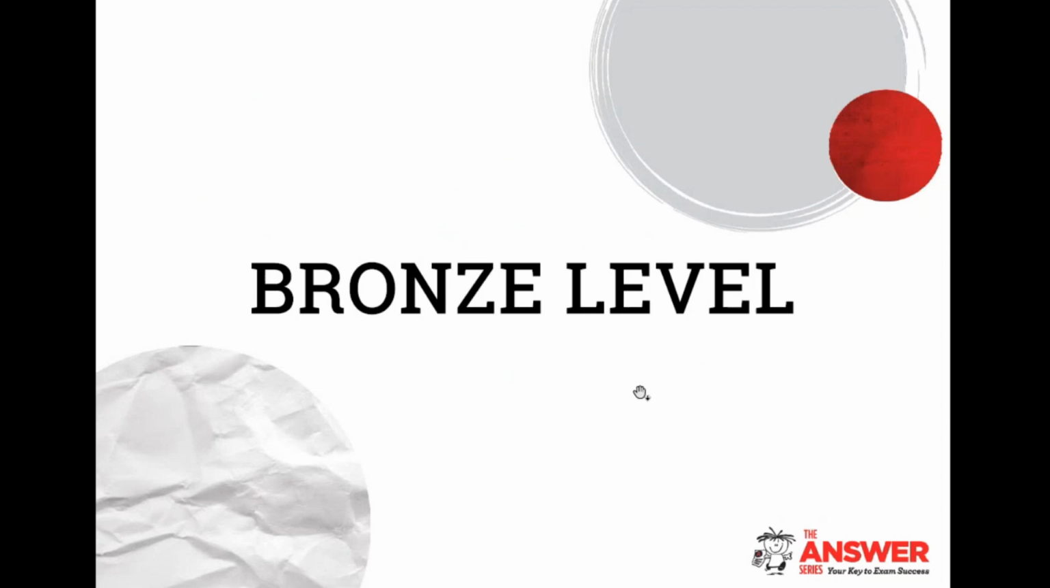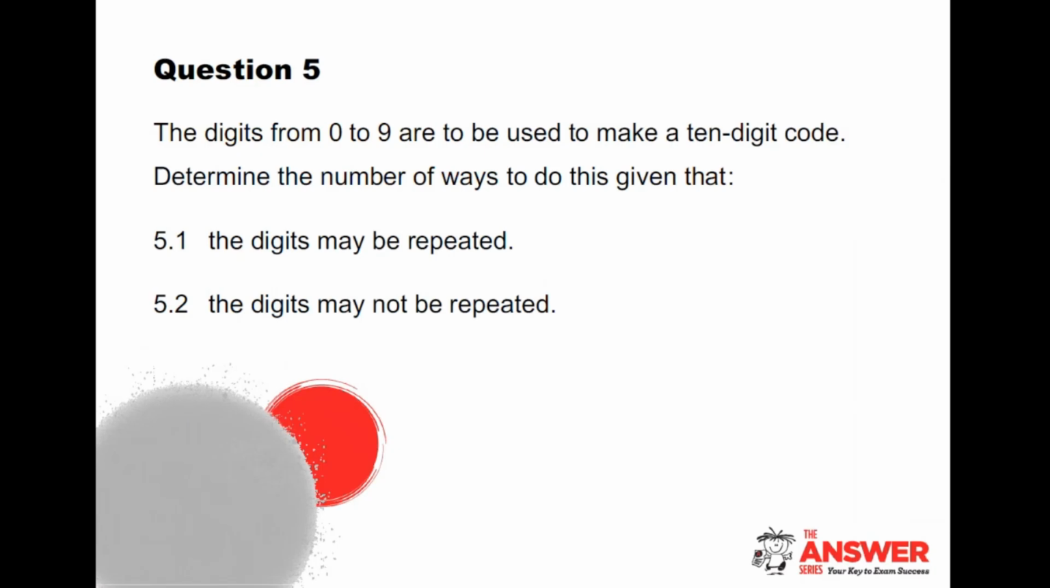We've ranked up. We're on the bronze level. We're now at the second level. We're now ready to start counting principles, but we're still going to go slowly because we're still just learning this game. Question 5. The digits from 0 to 9 are to be used to make a 10-digit code. Determine the number of ways to do this, given that the digits may be repeated, the digits may not be repeated. So we need to start slowly with our learners because, of course, the repeating and the not repeating comes in all over the place.